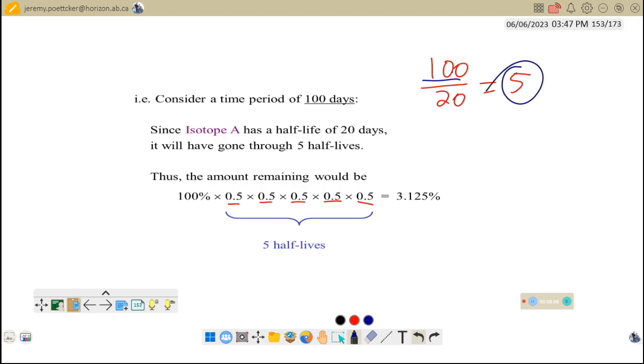So for each half-life, I'm multiplying by 0.5. Right? So this is going to be 100% times 0.5 exponent 5. That's what I really just did up there. All right, 0.5 times 0.5 times 0.5 times 0.5 times 0.5. I'm left with 3.125% of the original stuff.